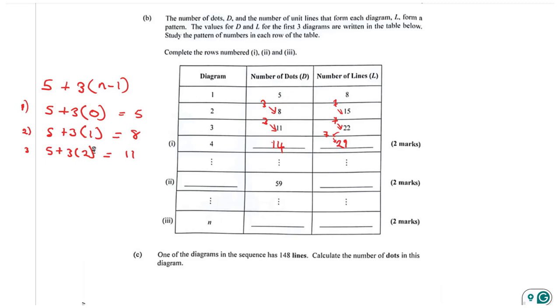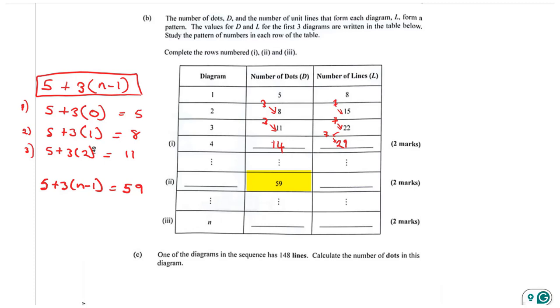If you notice, this formula is generating the number of dots. Here, they gave us the number of dots to be 59. So we're going to say this formula, 5 plus 3(n minus 1), is equal to 59. All we have to do now is solve for n.